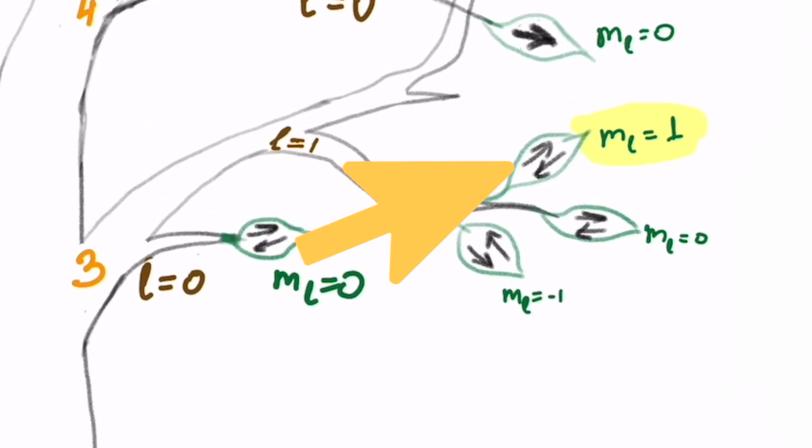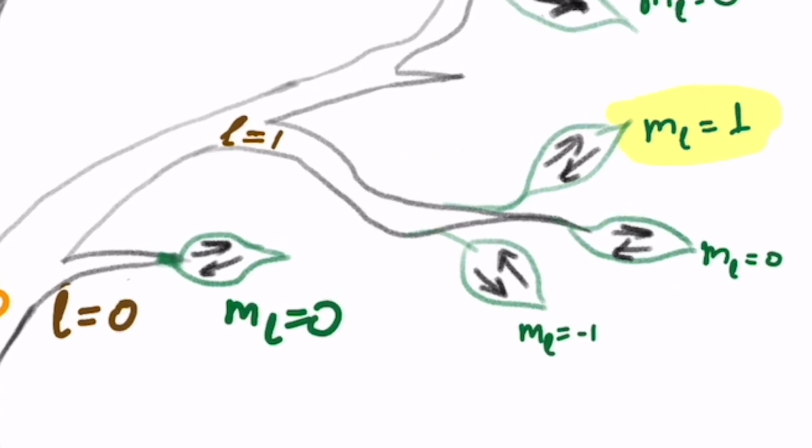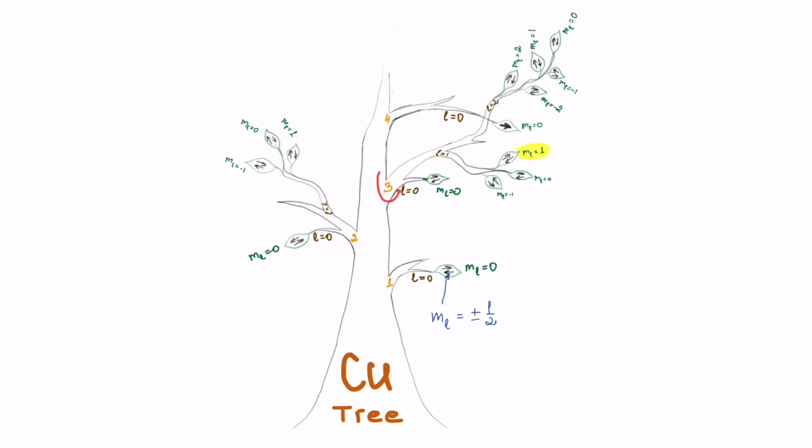Now let's pick a single leaf and write down a set of quantum numbers for one of its 2 electrons. Just glancing at this diagram, we can see that it lives on the branch number 3, on a twig labeled as L equals 1, which means it is a P subshell, and on a leaf labeled by m sub L equals 1. It is pointing up, so its spin quantum number is 1/2. And that's it. This is a set of quantum numbers that gives us the unique address or coordinates of this electron living in this copper tree.